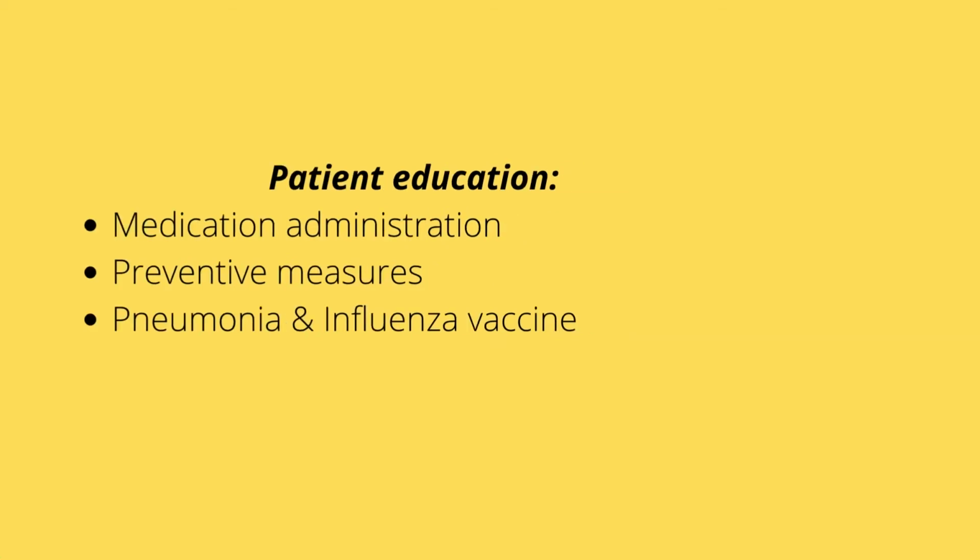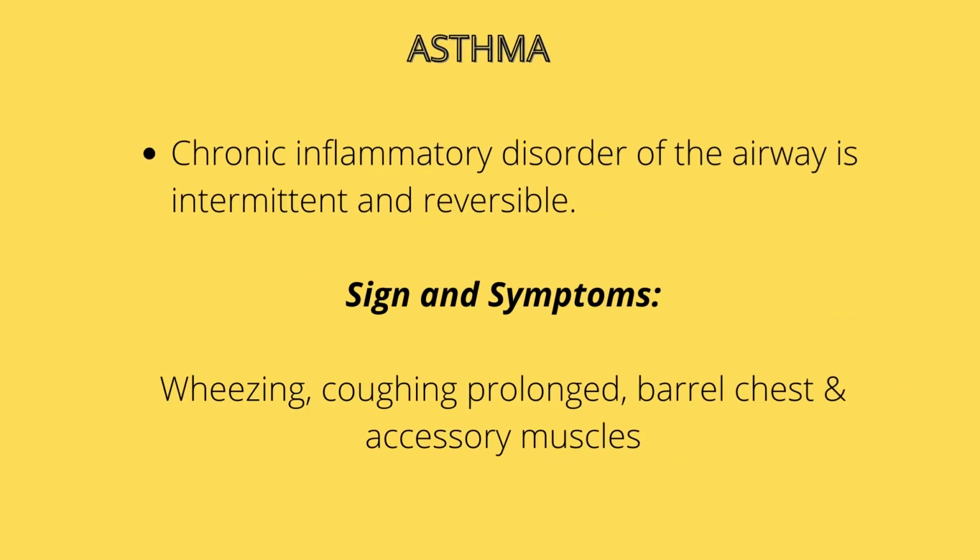Next up, let's talk about asthma. What is asthma? Asthma is a chronic inflammatory disorder of the airway that is intermittent and reversible. Some signs and symptoms of patients with asthma: the classic sign that you'll see in most tests will be wheezing. So the patient will wheeze. They'll have a prolonged cough because they're trying to push air out of their lungs. They'll have prolonged exhalation. They will have low O2 saturation.